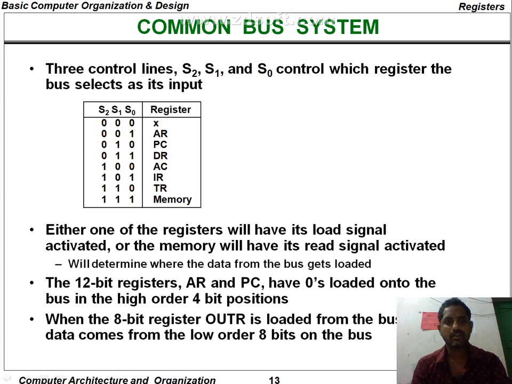So, either one of the registers has its load signal activated, or the memory will have its read signal activated. In the 12-bit registers, address register and program counter, zeros are loaded into the bus in the high order, and when an 8-bit register such as the output register is loaded from the bus, the data comes from the low order 8 bits on the bus.